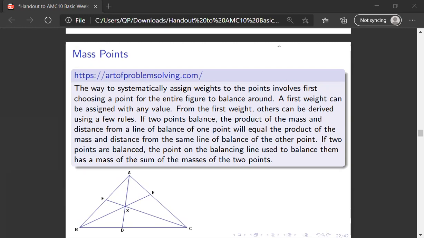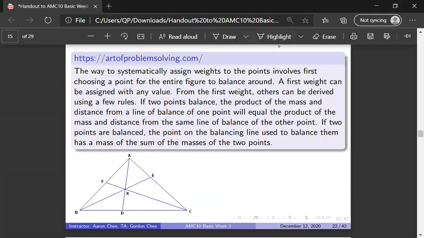And so from the first weight, you can find others using a couple of rules. So if 2 points balance, then the product of the mass and the distance from the line of balance of 1 point will equal the product of the mass and distance from the same line of balance of the other point. And if two masses are balanced, then the point on the balancing line used to balance them has a mass equal to the sum of the masses of the 2 points.